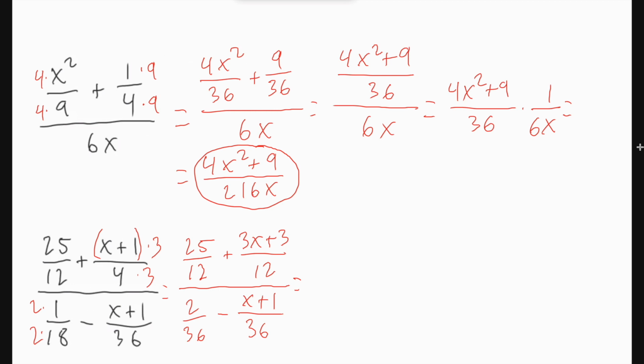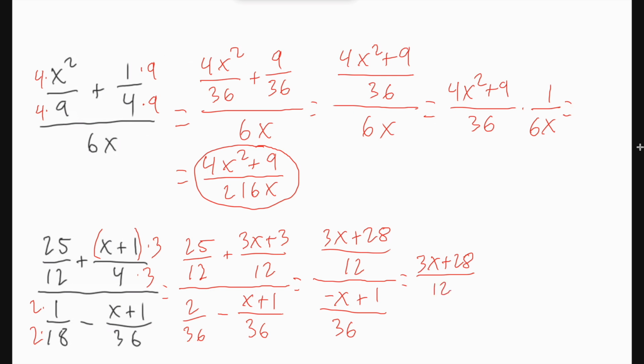Combine like terms as best we can. So that will give us 3x plus 28 over 12 over negative x plus 1 over 36. And now that we have two fractions, we can multiply by the reciprocal. So we have 3x plus 28 over 12 times 36 over negative x plus 1.